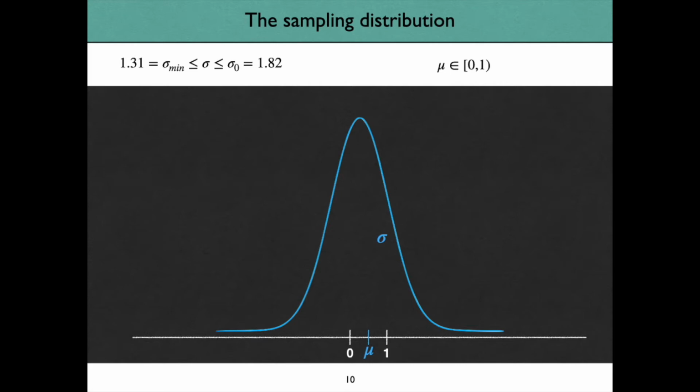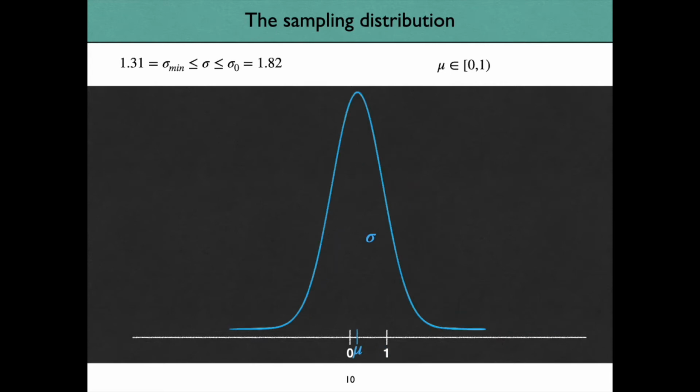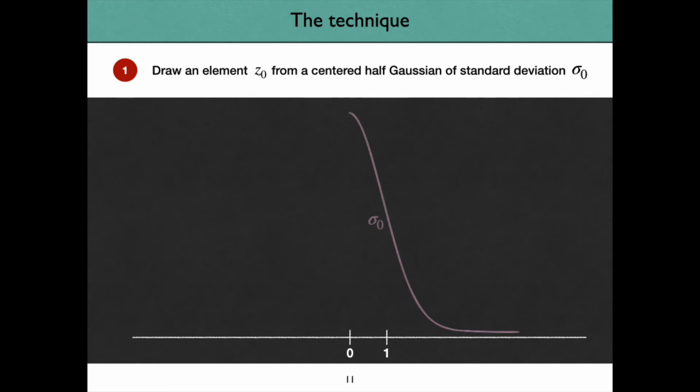The standard deviation is between sigma min and sigma 0, and the center may be between 0 and 1. So at one point we should draw an element from this Gaussian, or even this Gaussian. To overcome this issue, we introduce a three-step technique.